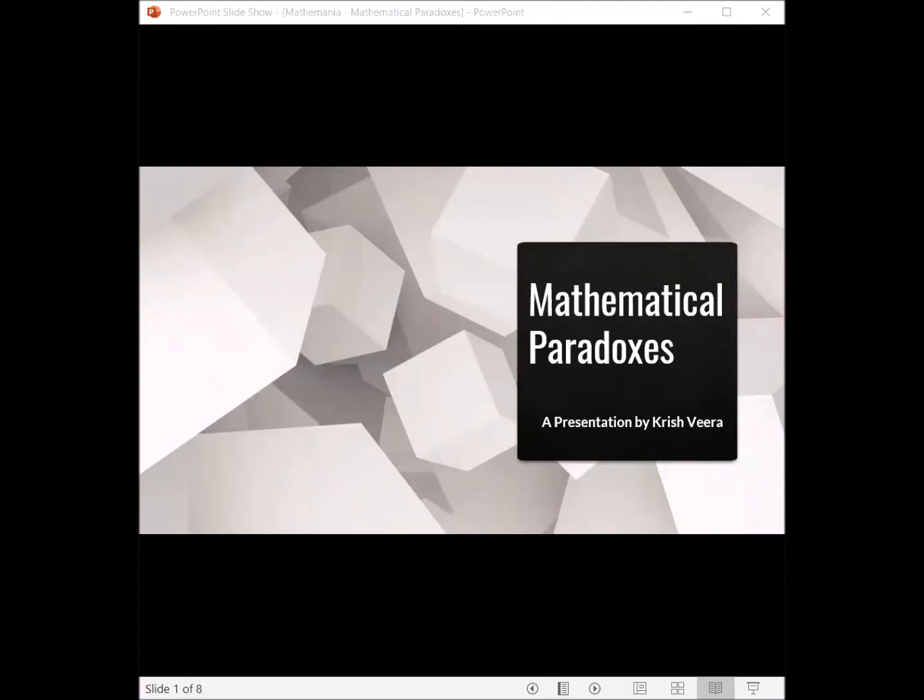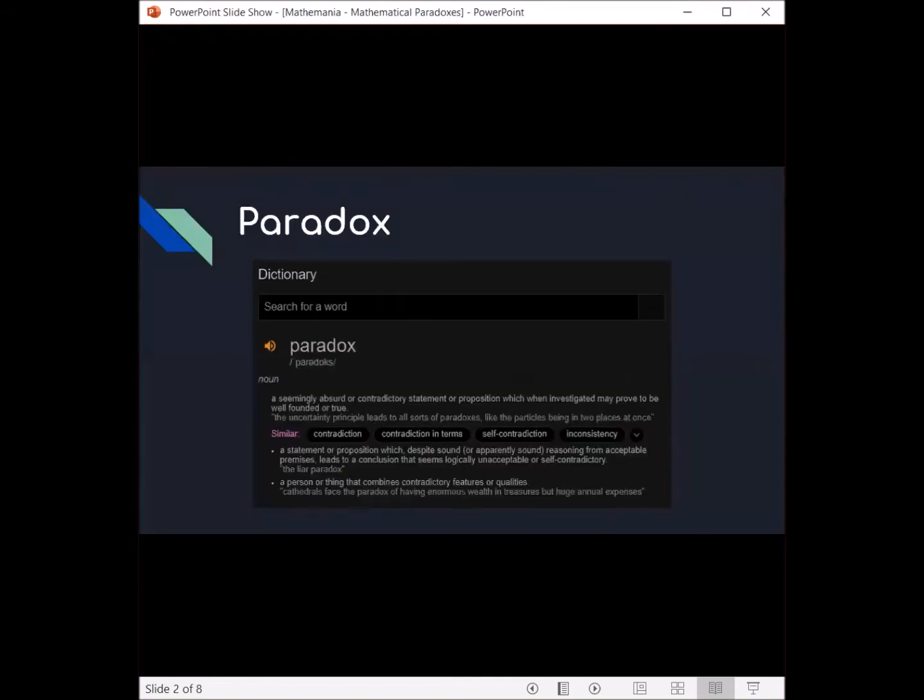So, guys, before everything else, let's just understand what a paradox is. The Google definition of paradox is a seemingly absurd or contradictory statement or proposition which, when investigated, may prove to be well-founded or true. In simple words, it is basically a statement which will be true as well as false, and both the justifications are completely logical.